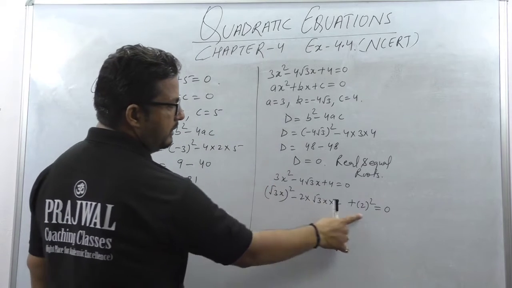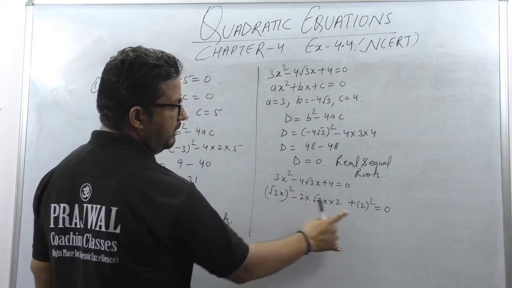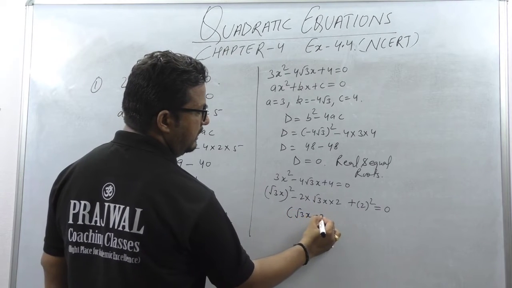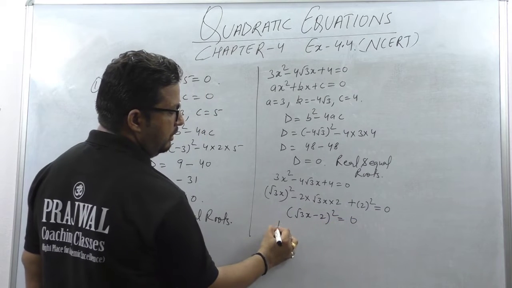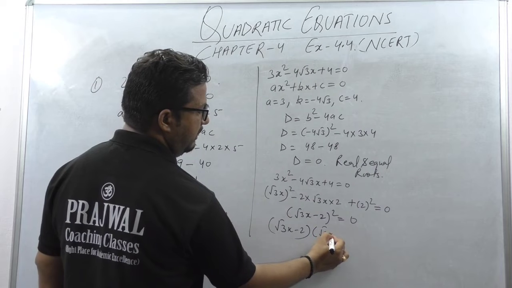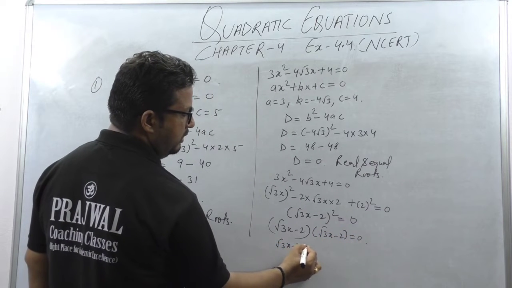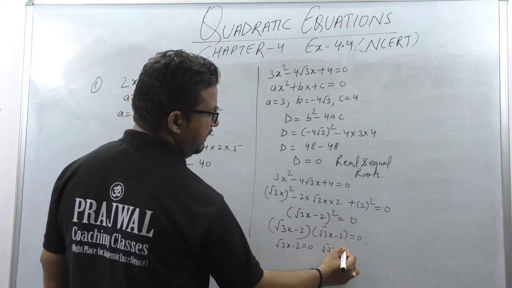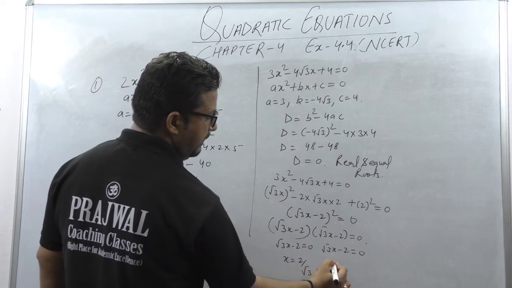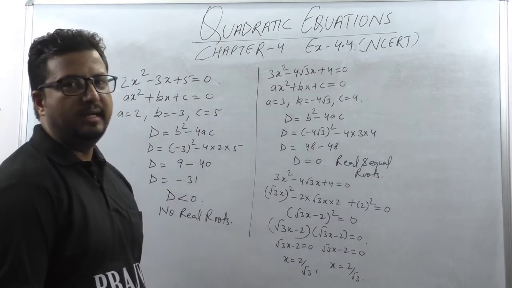a² + b² - 2ab. The 2a term is this, and the b term is this. So this becomes the formula for (√3x - 2)². Getting it? So your two roots will be like: one is this and the other will be this. Now you can easily find the root: √3x - 2 = 0. So your root will be x = 2/√3. You can easily see these are the real and equal roots.